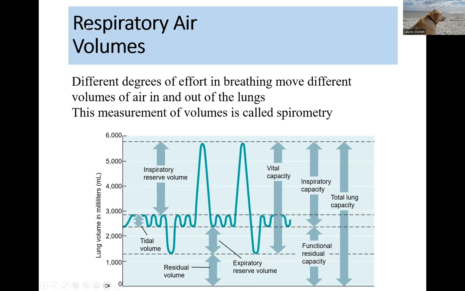Okay, so what is this about in this chart down here? Different degrees of effort in breathing move different volumes of air into and out of the lungs. This measurement of volume is called spirometry. Now, some of you might have even had this kind of a test done. All right, so here we have lung volume on the vertical axis, Y. We have 0 down at the bottom. Then we have 1,000, 2,000, 3,000, 4, 5, and 6, in milliliters.